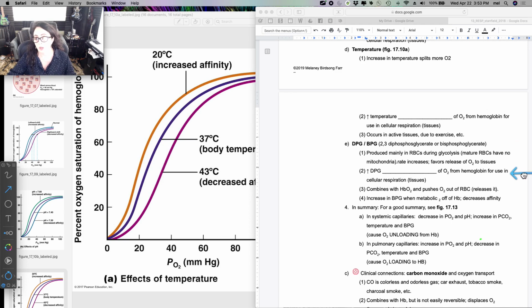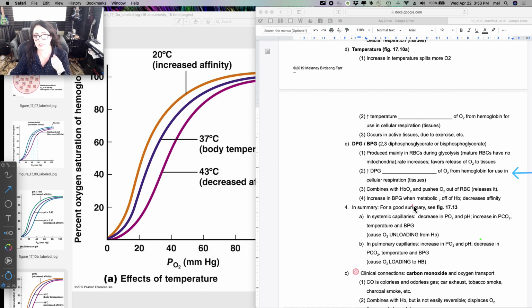So here's the deal. With red blood cells, as they increase their DPG production, it will favor unloading of oxygen, because think of it as red blood cells using their own rate of metabolism as an indication of what is needed in other cells, and then taking one for the team and saying, okay, I realize you guys might actually need more oxygen. So an increase in DPG favors unloading of oxygen from hemoglobin for use in cellular respiration. And so what it does is it actually pushes oxygen out of the red blood cell.